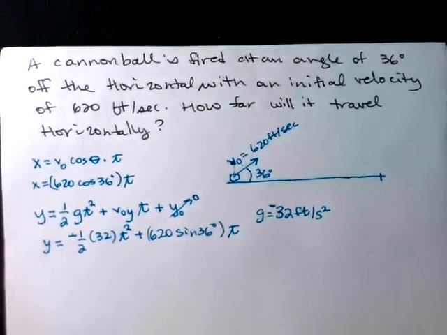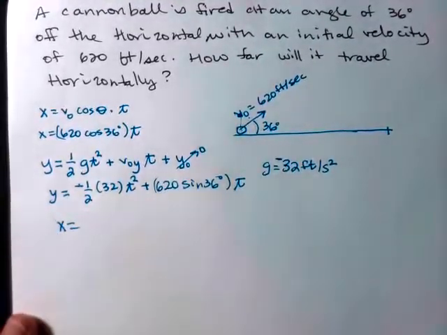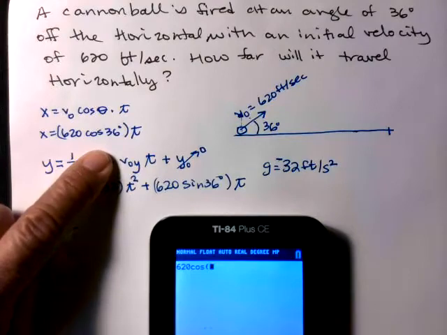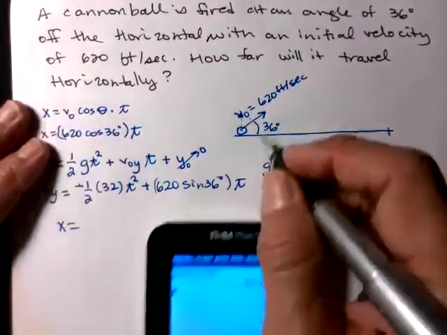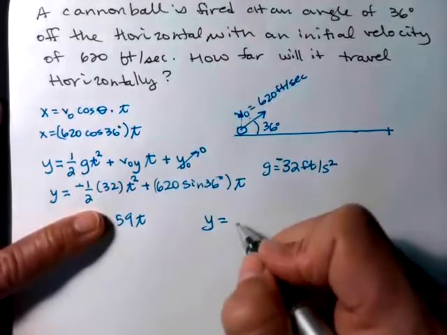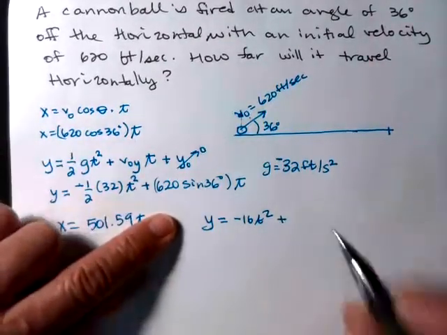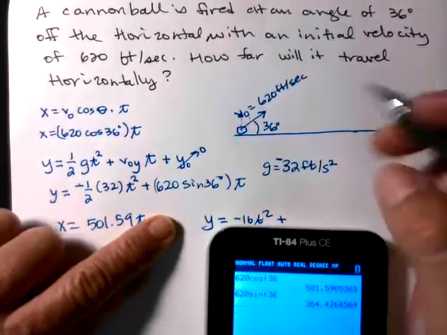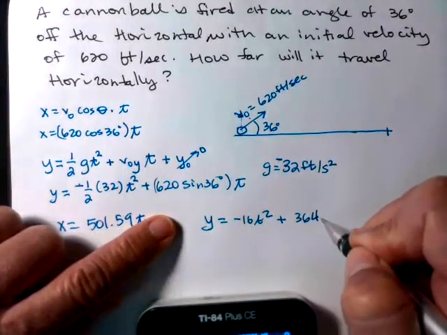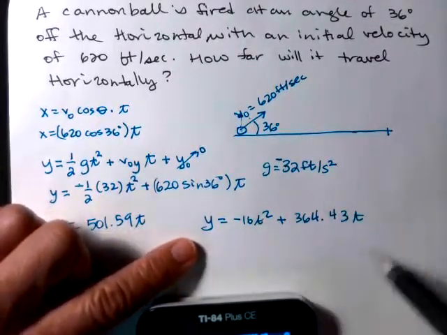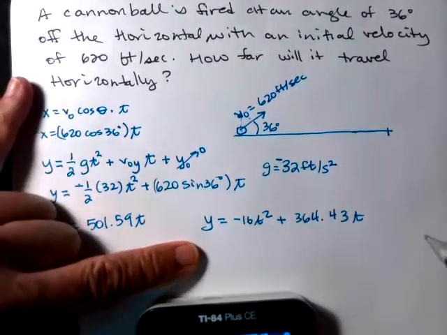I'm going to tidy up my equations. So x equals, and I have my calculator in degree mode, make sure yours is as well, 620 cos 36, which is 501.59 t. Then my y equation is going to be negative 16 t squared plus 620 sine 36, which is 364.43 t.